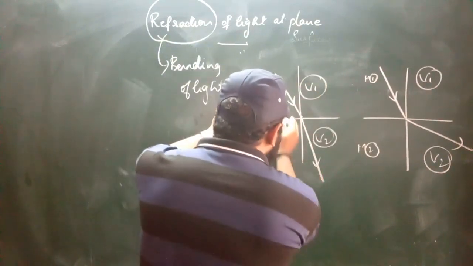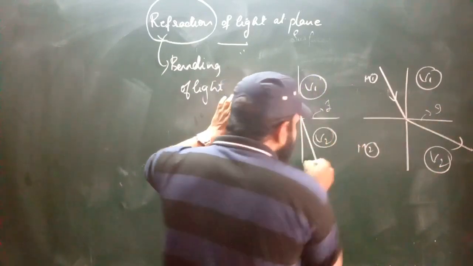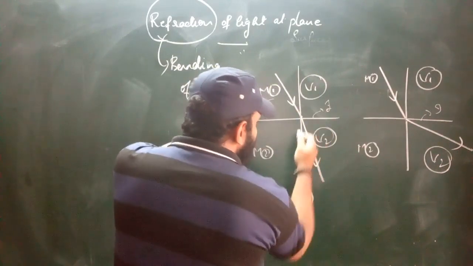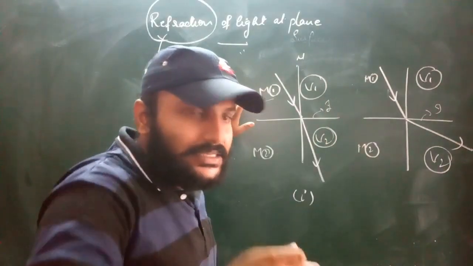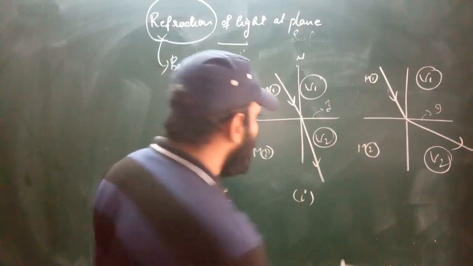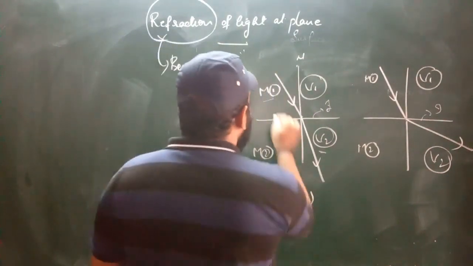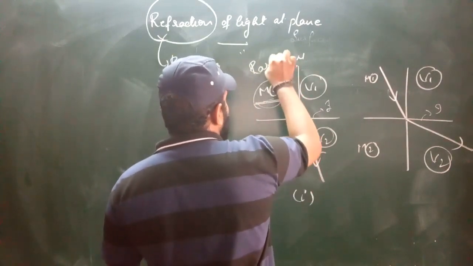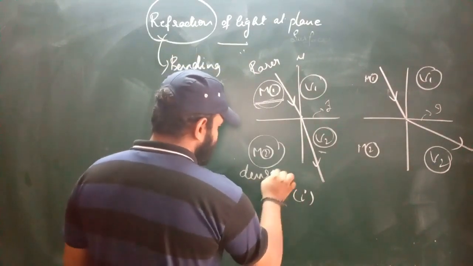When it enters, this is our interface. At the interface, what have you observed? It is bending towards what? Towards the normal. Meaning it has changed its direction, and it is coming closer to the normal. That means the velocity has decreased. Decrease means what? Medium 1 will act as rarer, and medium 2 will act as denser.